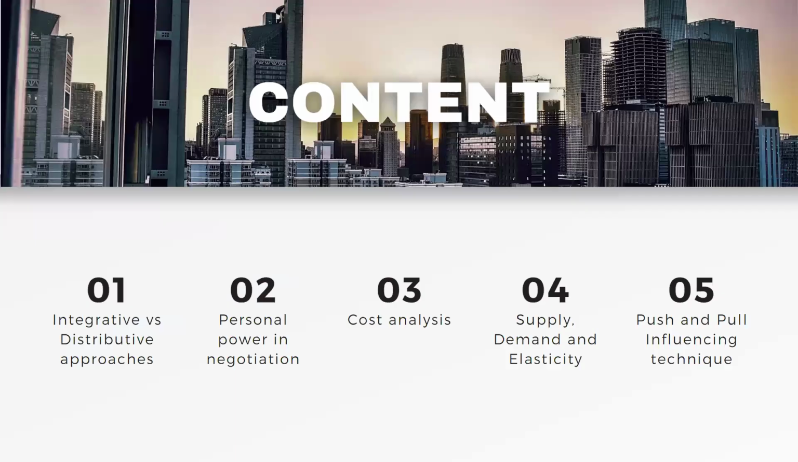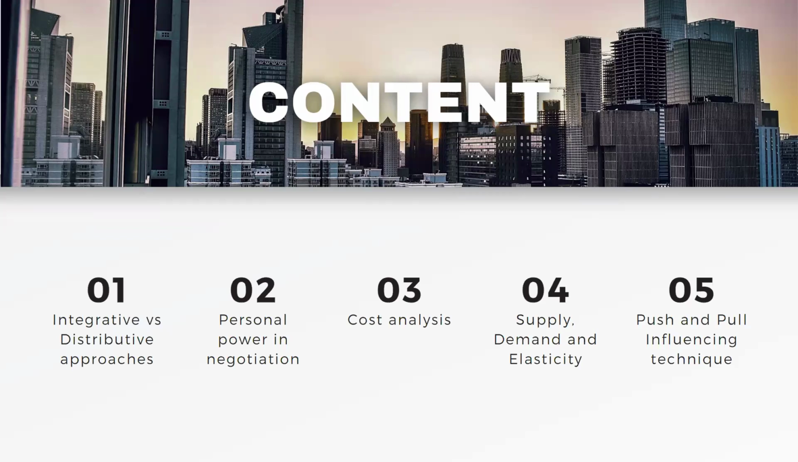About the content, today I would like to focus on 5 key topics only. The first topic is about integrative versus distributive approaches. This is one of the key concerns in Form 5, and students need to understand the difference between these approaches before they learn about different techniques and the application of different techniques in negotiation.